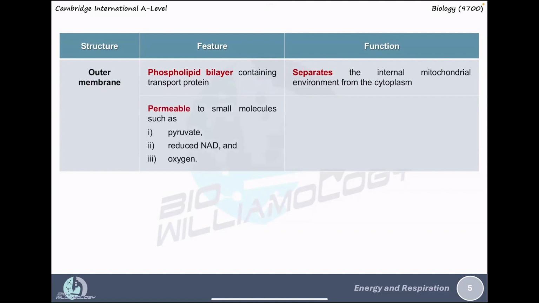And this outer membrane is permeable to small molecules, for example, pyruvate, reduced NAD, as well as oxygen. Do not worry about those compounds. We will be learning them soon. Because this outer membrane is permeable to small molecules, it is essential to allow those key molecules for aerobic respiration to enter into the mitochondria, particularly the mitochondrial matrix.